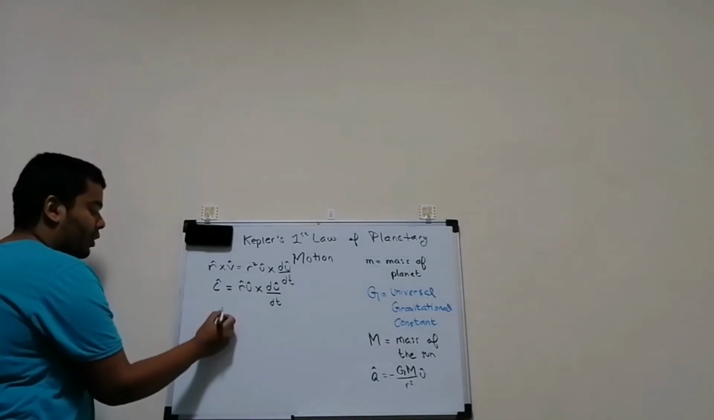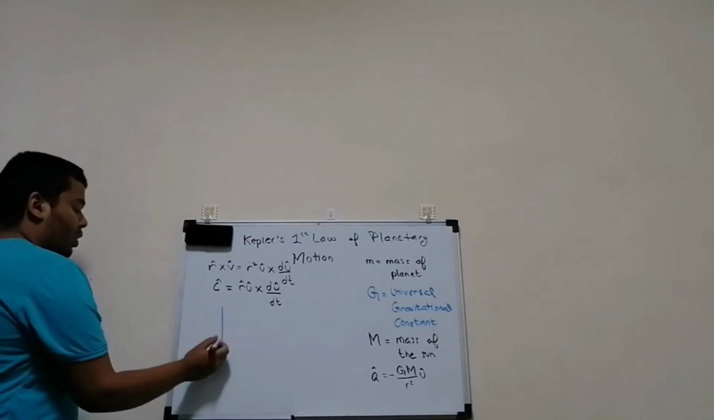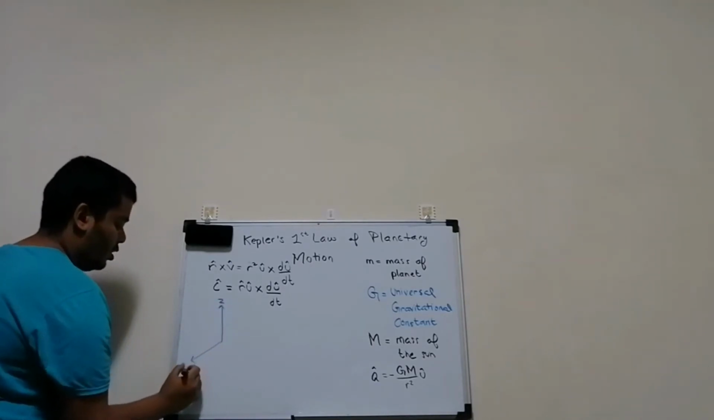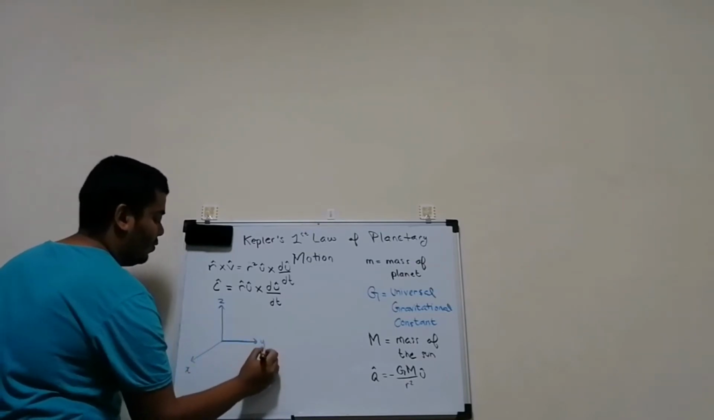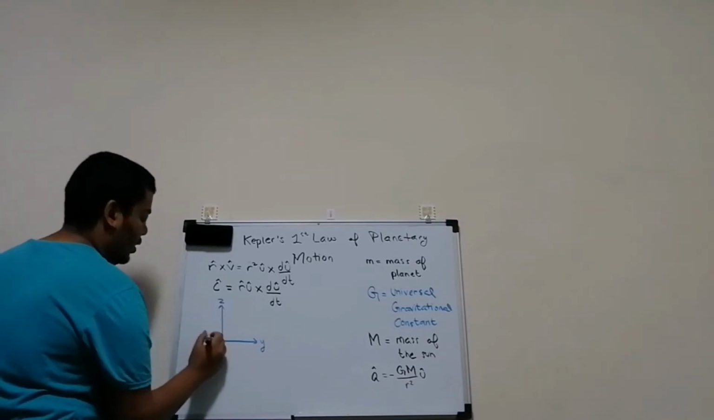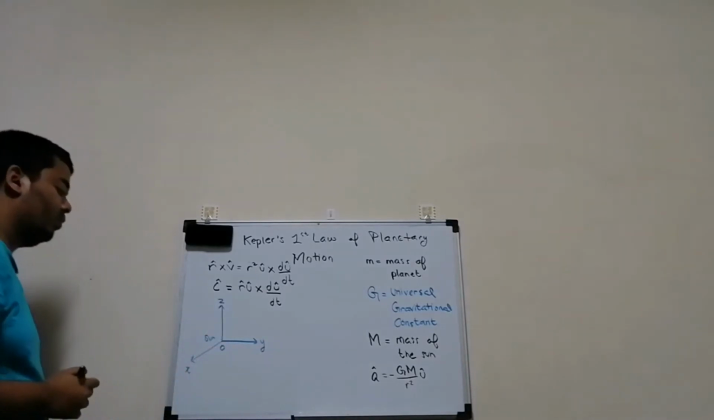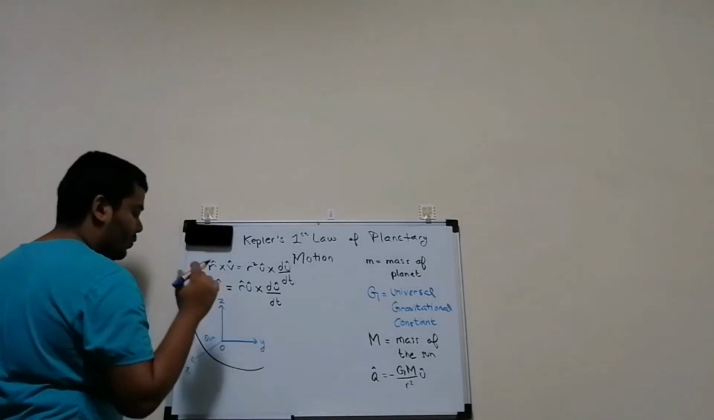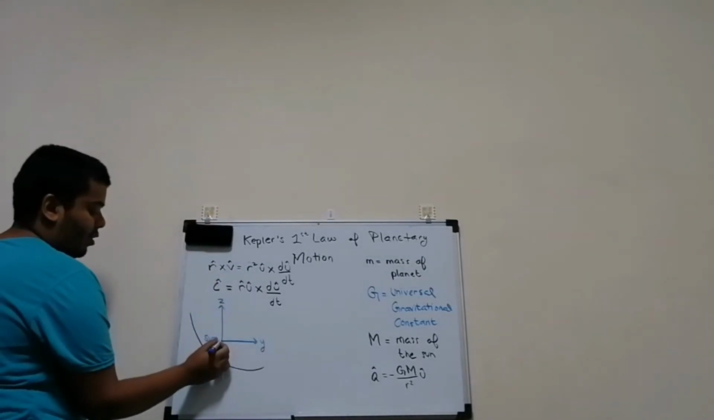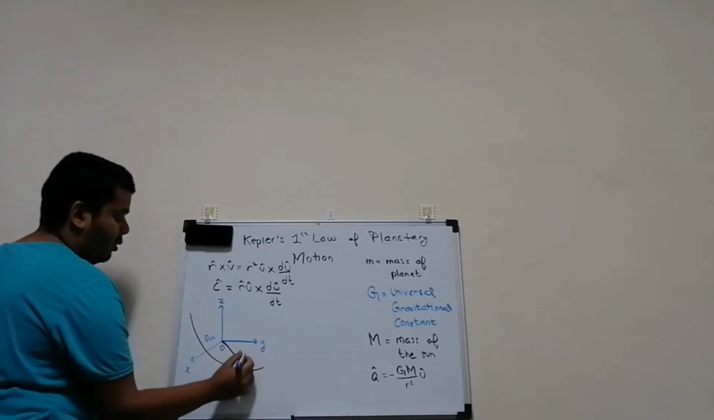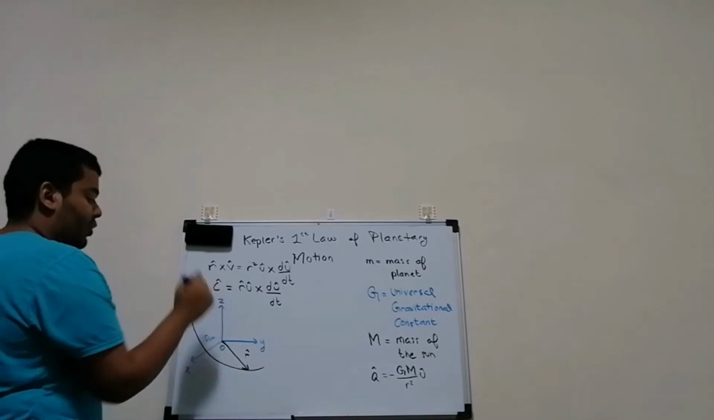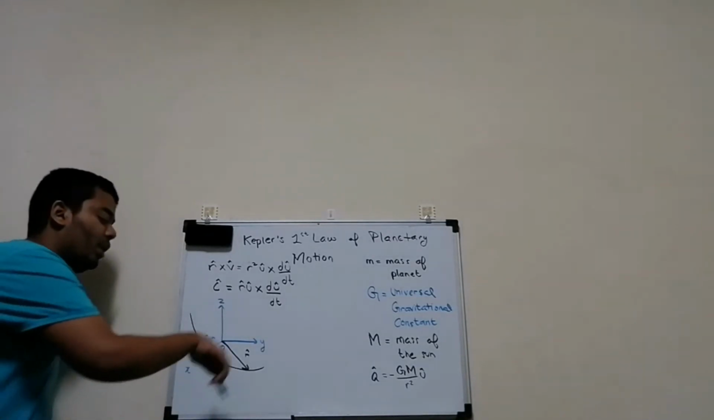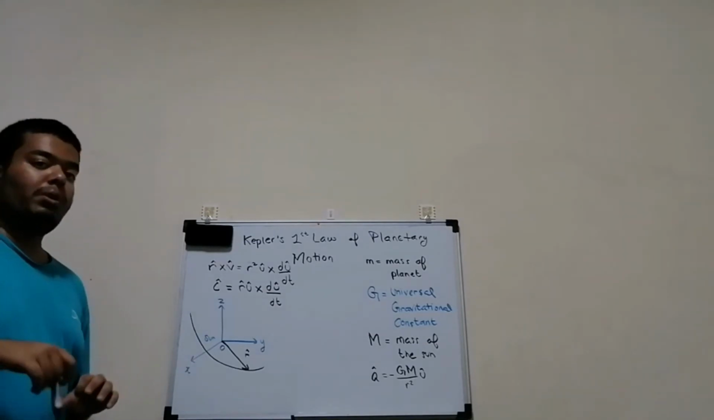Let's say this is the z-axis. This is the x-axis. This is the y-axis. Now this is the origin. This is where the sun is. The planet is revolving like this. If this is the position vector of the planet, the vector C. So for simplicity, both the position vector and the velocity vector lie in the xy plane. So we have proven that the planet's orbit is in one plane.